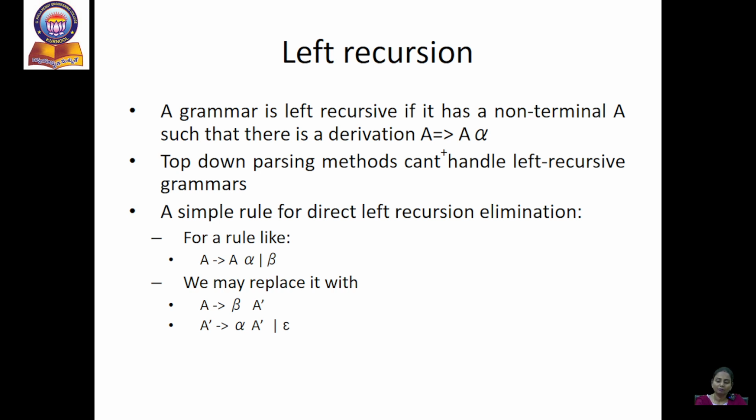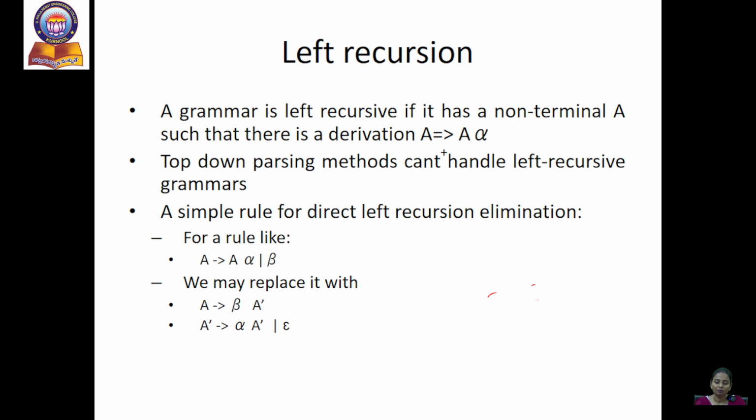So here we have one example. Suppose E derives E plus T. The non-terminal on the LHS is E, and the non-terminal at the start of the RHS, immediately after, is also E. Both are the same non-terminal. Then we can say this grammar has left recursion. Now we have to rewrite this production by removing the left recursion, and only then can we apply any type of top-down parsing method to this grammar.